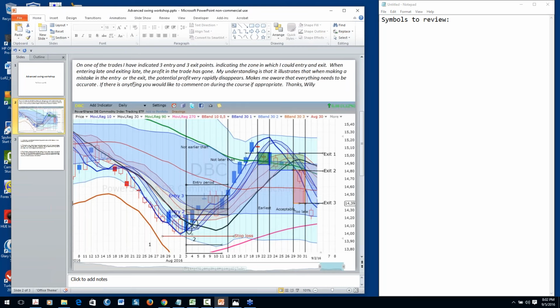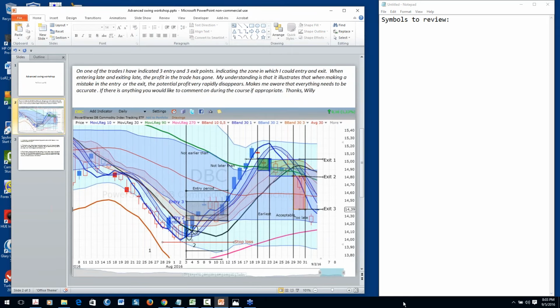Let's see. Willie had asked this question. On one of the trades, I have indicated three entry and three exit points, indicating the zone in which I could enter and exit. And when entering late and exiting late, the profit in the trade has gone. His understanding is that this illustrates that when making a mistake in the entry or the exit, the potential profit can rapidly disappear, and makes him aware that everything needs to be accurate. Could I comment on that during the course if it is appropriate? I would say yes.